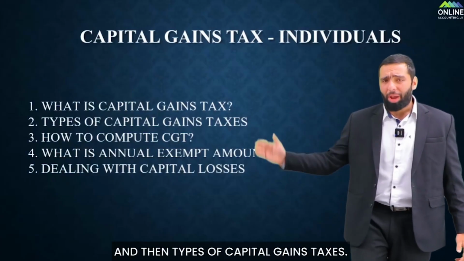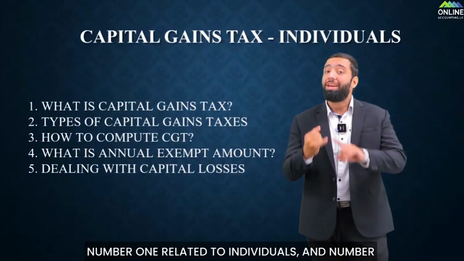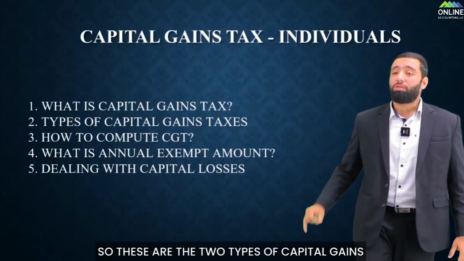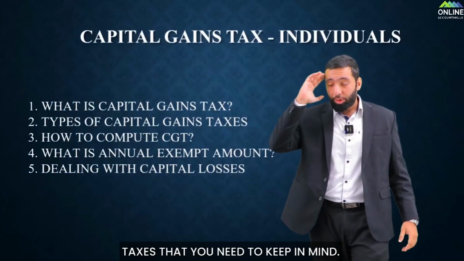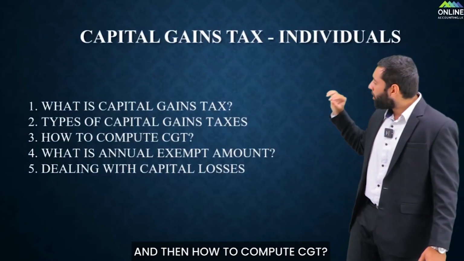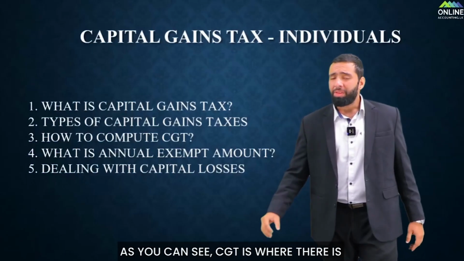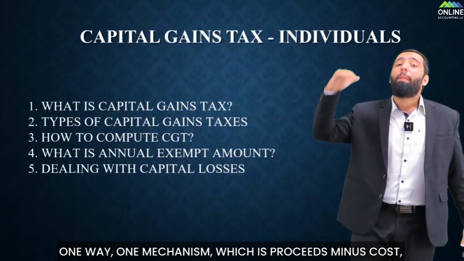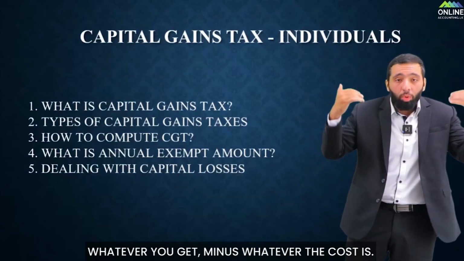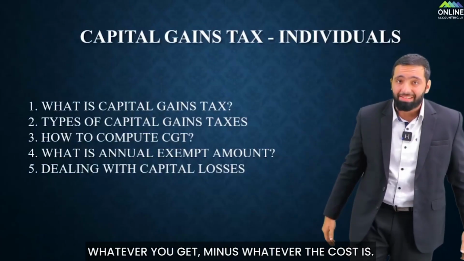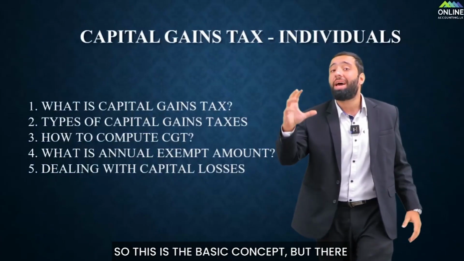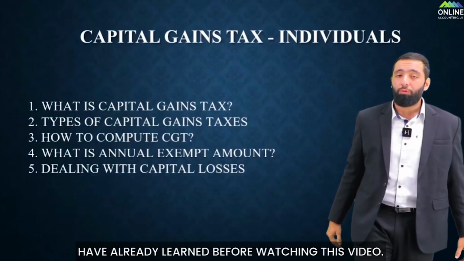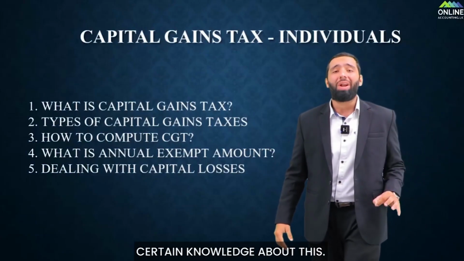And then types of capital gains taxes, there are 2 types. Number one, related to individuals, and number 2 is related to companies. So these are the two types of capital gains taxes that you need to keep in mind. And then how to compute CGT. CGT has one mechanism, which is proceeds minus cost: whatever you get minus whatever the cost is. This is the basic concept, but there are more things to learn which you would have already learned before watching this video.